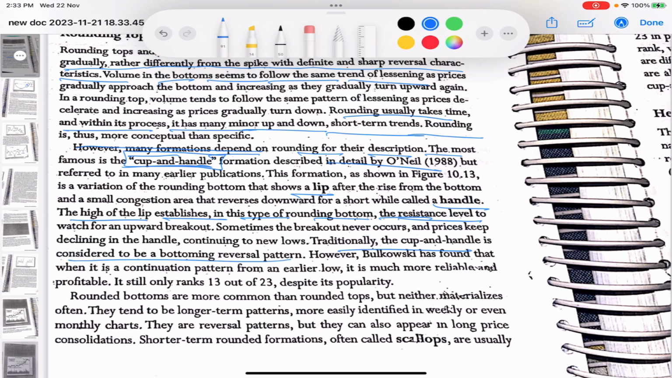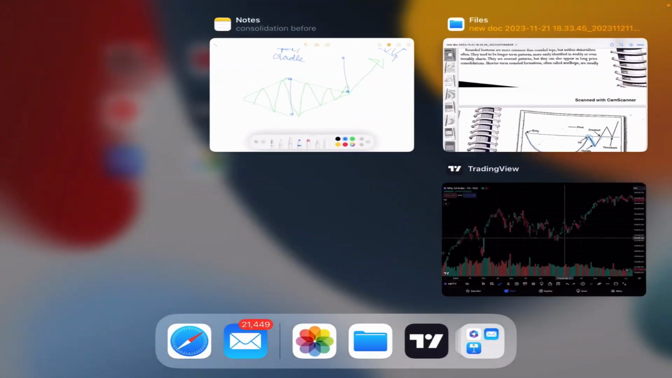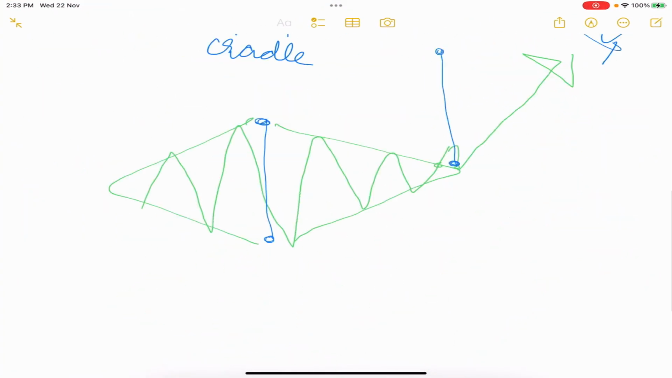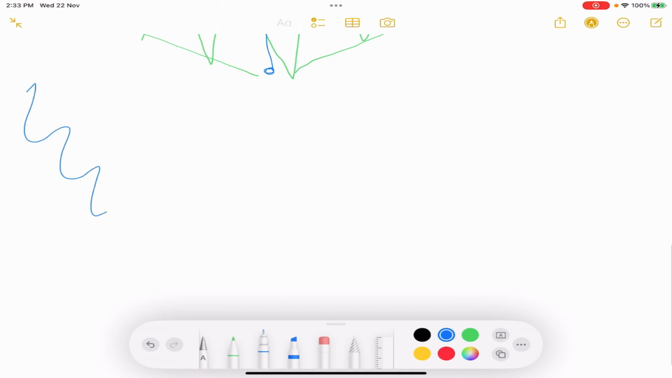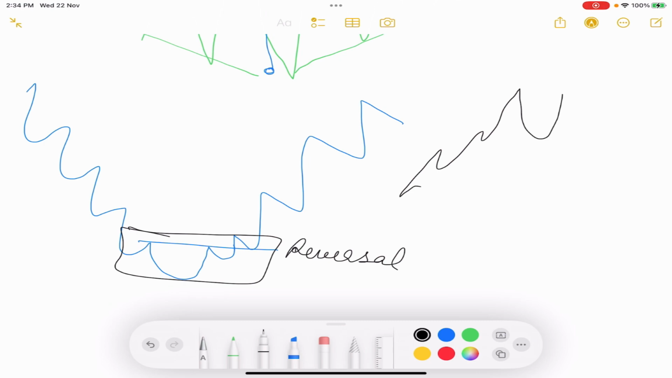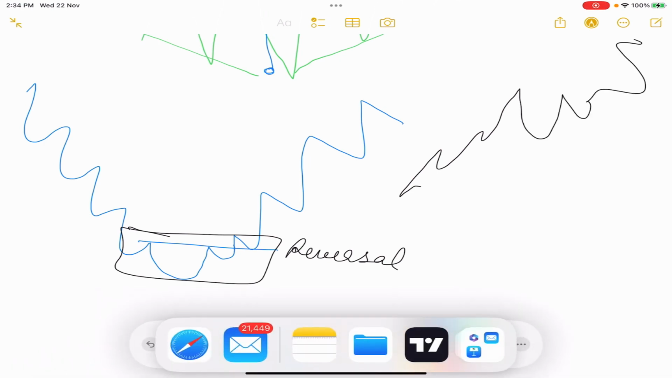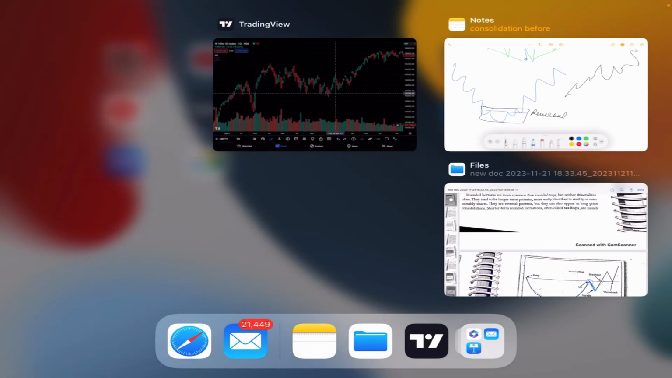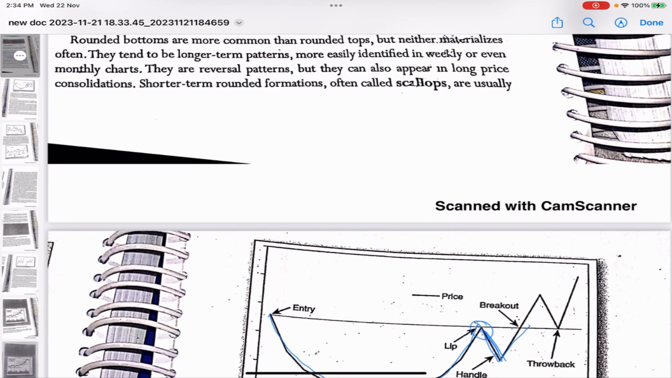Traditionally, the cup and handle is considered to be a bottom reversal pattern. What do you mean by a bottom reversal pattern? Usually what happens is there is a very steady downtrend, the price is going down, and here it makes a cup, and here it breaks out and it starts going up. So cup and handle is usually a reversal from the downside pattern. Obviously when it's going up and it makes a cup and handle, then it'll act like a continuation, but majorly it is important to know that it acts as a reversal pattern.